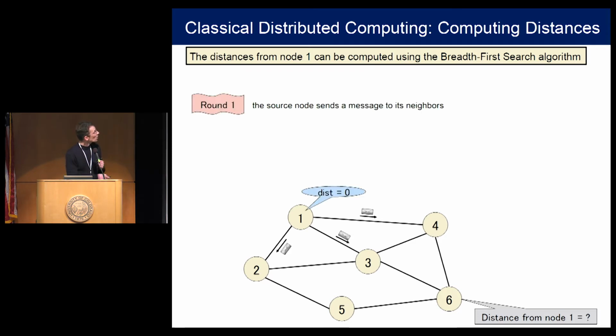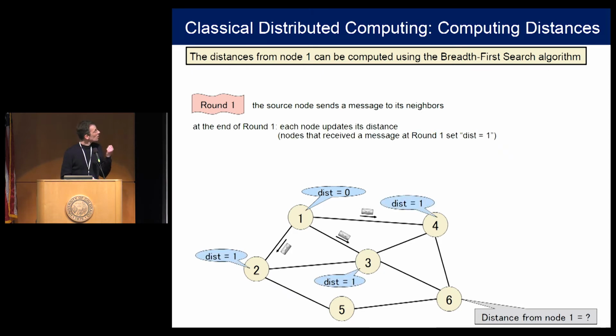Okay, so node 1, the source, will first send a message to all its neighbors. Okay, so now at the end of round 1, each node will update its distance. More precisely, each node that received the message at round 1 will set distance equal 1, because they know that their distance from the source is 1, because they received the message at the first round. So distance equal 1, distance equal 1, distance equal 1.